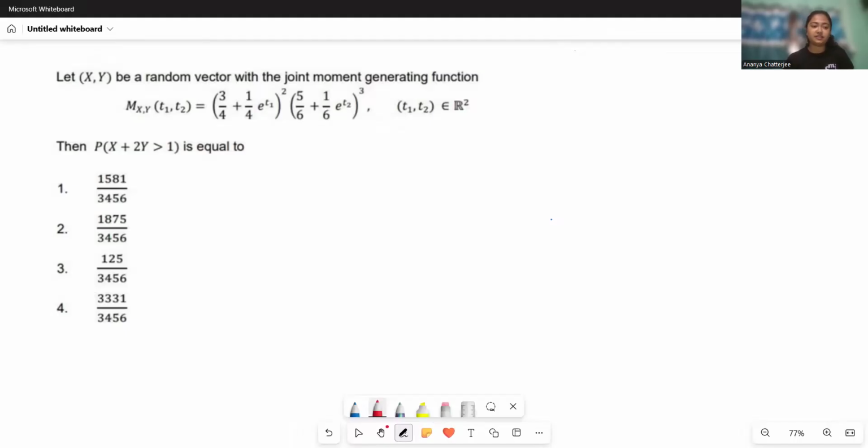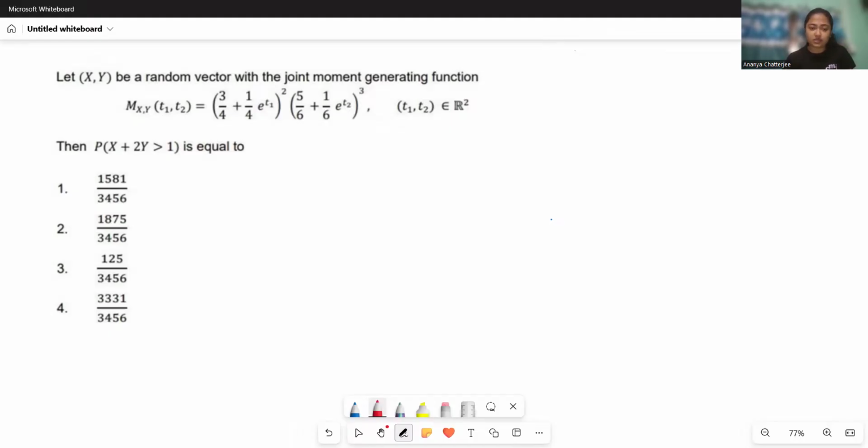Hi, I'm Chatterjee. So today we are going to solve a problem that is: let X, Y be a random vector with joint moment generating function given as this, and we have to find the probability that X plus 2Y is greater than 1, when four options are given.